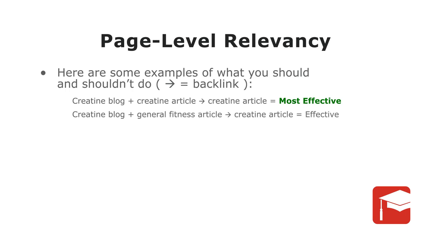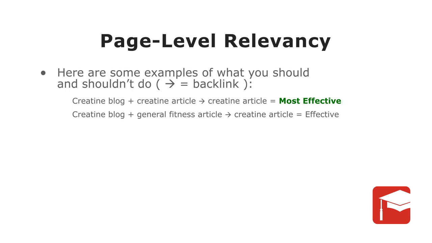And so this second equation here is far more likely to happen when you're acquiring links. So you're going to have a creatine blog that publishes an article that's generally about fitness, and then they link to your article about creatine within the fitness blog. So basically what's happening here is that they're just referencing your article about creatine in their general fitness article.